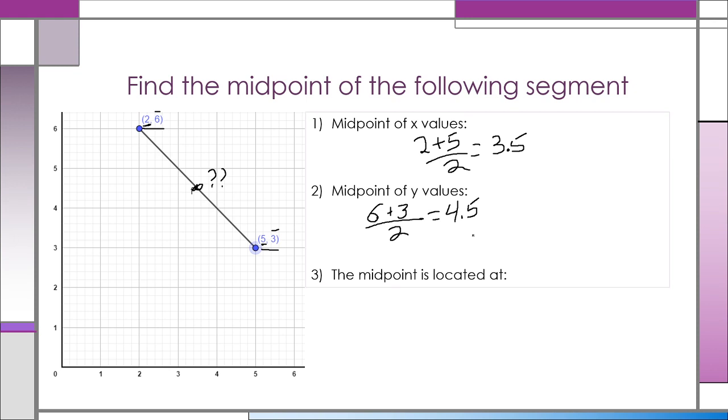Let me check that real quick. I should probably know this, but I'm afraid I'm going to get it wrong. So yeah, 4.5. I didn't want to redo the entire video just because I couldn't add. So my midpoint then is at the point 3.5, comma, 4.5.